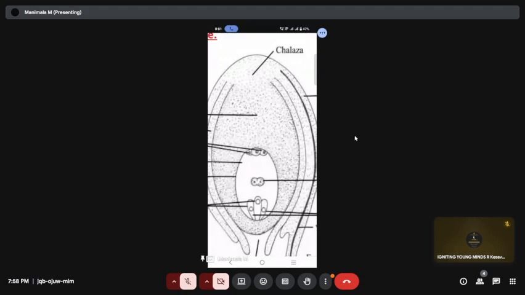And the next, where does the site of fertilization take place? The site of fertilization will be in the ovary only. The female gametophyte, that is the egg cell, is present in the ovary. In this ovary only, the fertilization takes place.